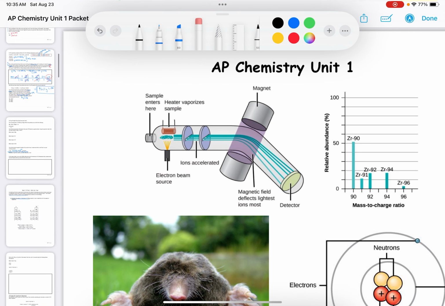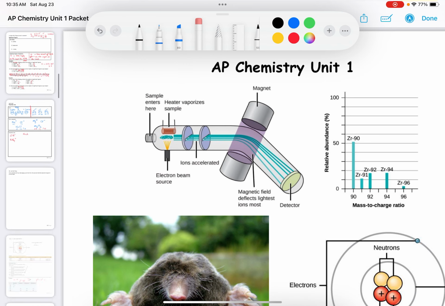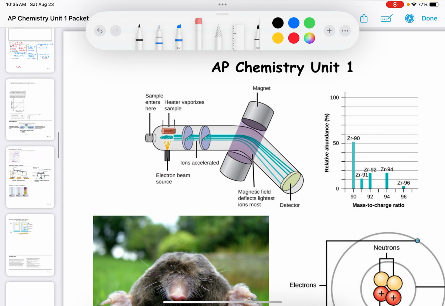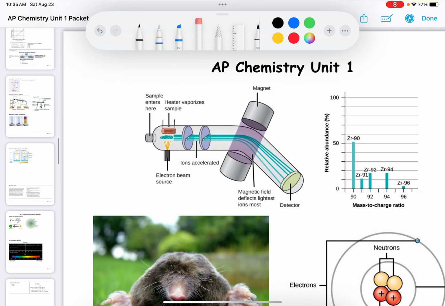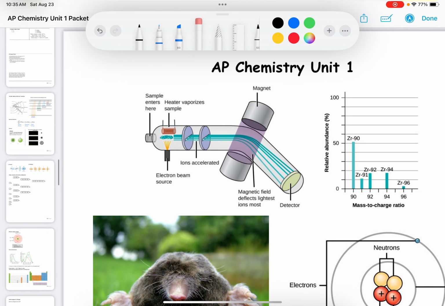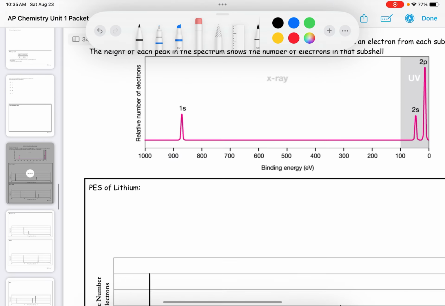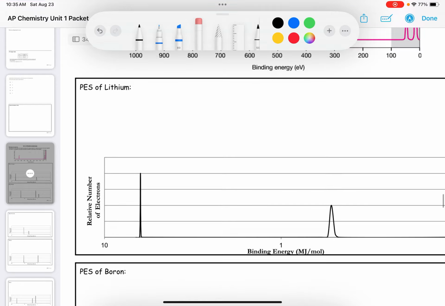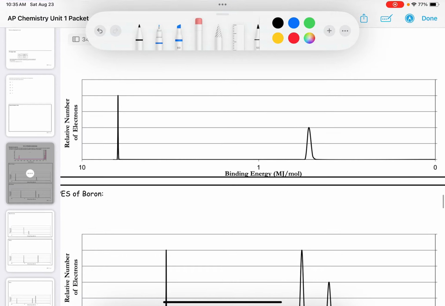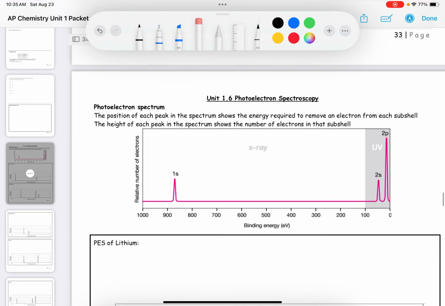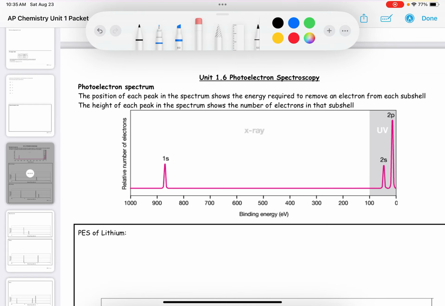And so we are talking about topic 1.6. And that's where we're going to be taking notes. So please follow along with me. Go to page 34. All right, so on the AP Chem test and in the unit test, you're going to see these photoelectron spectrums.